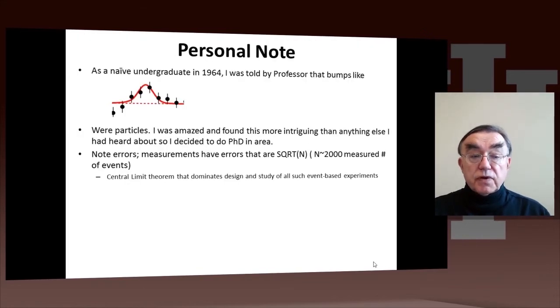As I mentioned before, I was staggered as an undergraduate to learn that bumps were particles, and that's why I studied this field. And the other important observation is errors when you have n events. Remember, n was around 2000 where the Higgs is. The error is square root of n. That's the so-called law of large numbers, or the central limit theorem, which we will discuss later on.